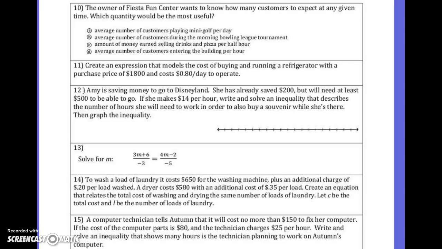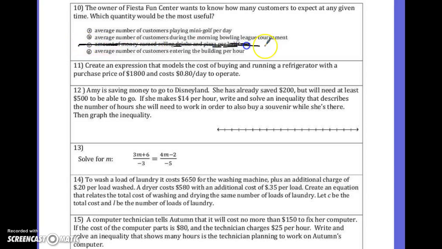Number 10, the owner of Fiesta Fun Center wants to know how many customers to expect at any given time. Notice that it says he wants to know how many customers. So right away, look at C where it says which quantity would be most useful. Well, part C says the amount of money earned. You don't want to know the amount of money. He wants to know how many customers. So C is gone. You don't need that.